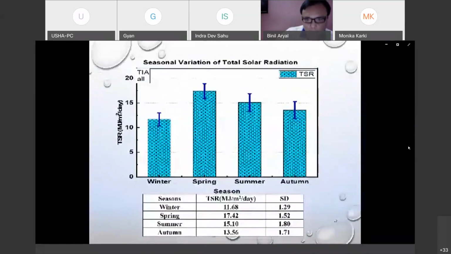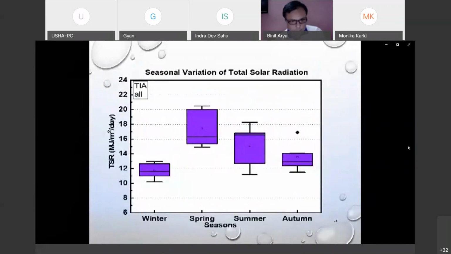The plot shows the seasonal variation of total solar radiation. In the spring, the highest value of total solar radiation is attributed to less zenith angle and less cloud, and in winter, due to the large zenith angle, hazy weather provides less total solar radiation. And standard deviation is high in summer, indicating fluctuation in the total solar radiation and sunshine hour due to high rainfall and cloud cover sky. And this can also be seen on the box plot.